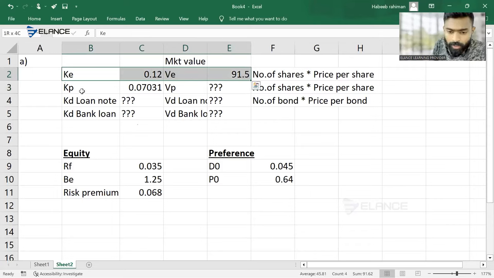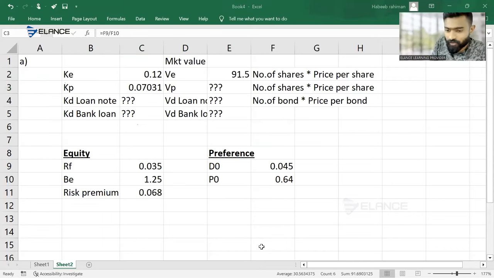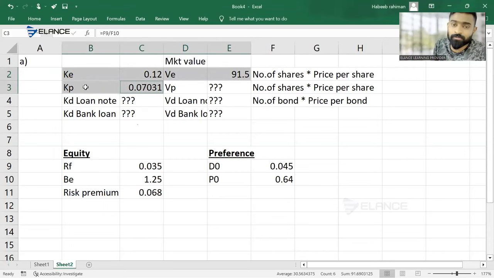From the order, please let me know what we are supposed to calculate now. At this point, we calculate KE, then VE, then KP. Now we are supposed to calculate what? If you are able to follow, please do comment. Next, from our format, this order you should follow in the exams. So we need to calculate VP.